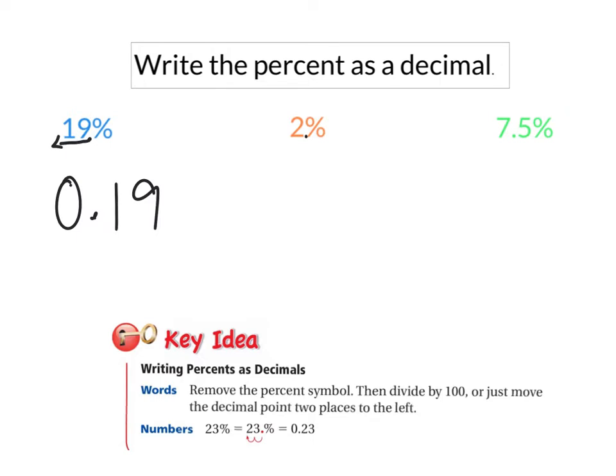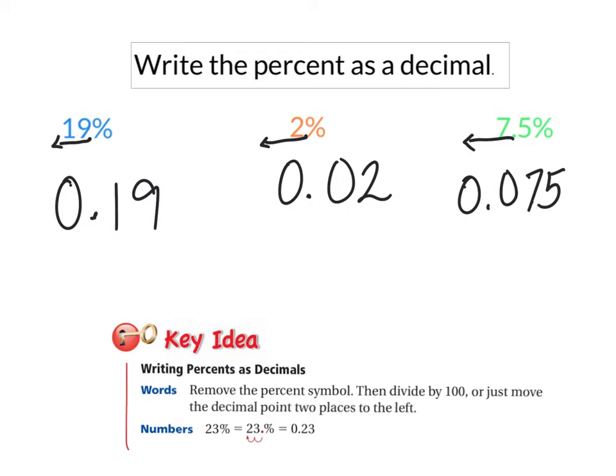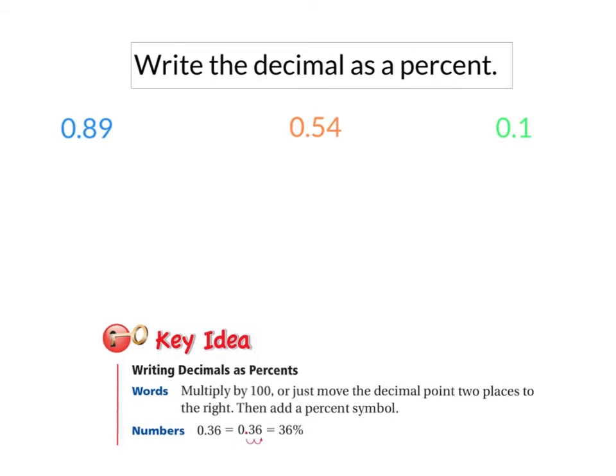2%, again, here's my decimal point, I'm going 2 to the left. I have to fill in a 0 for that place. So I have 0.02. 7.5%. Again, we're going to go 2 places, so I'm going to fill in a 0. So I have 0.075, 75 thousandths.